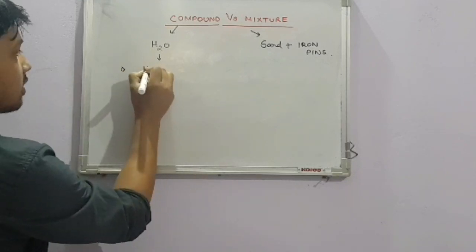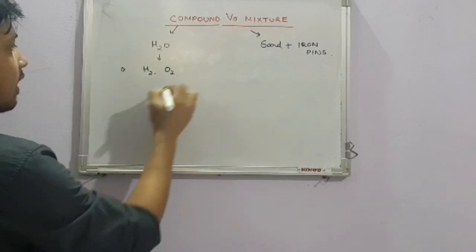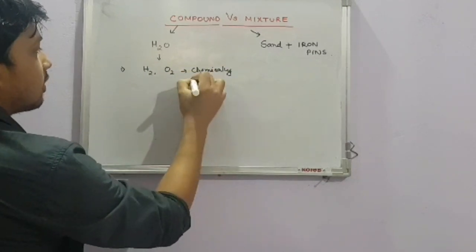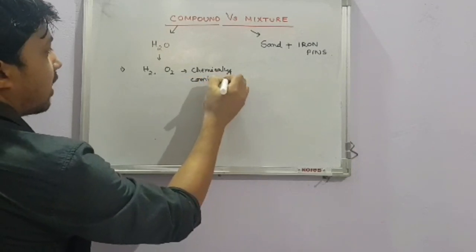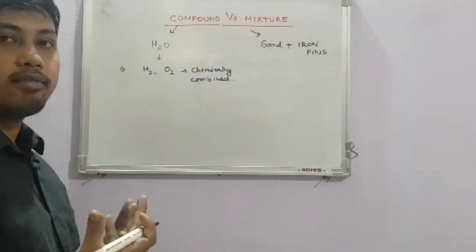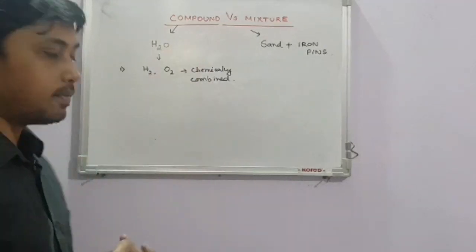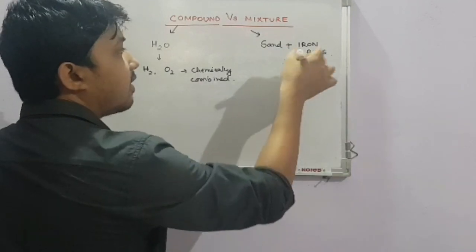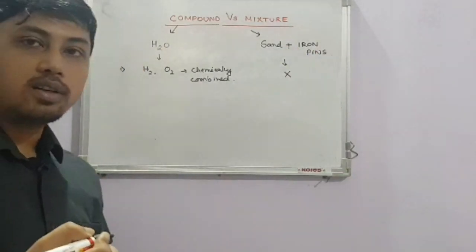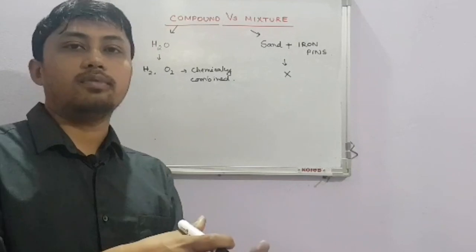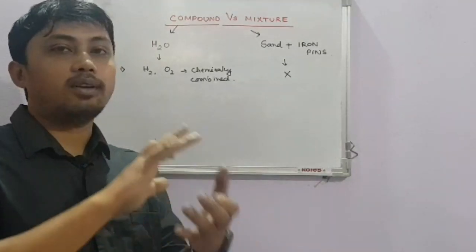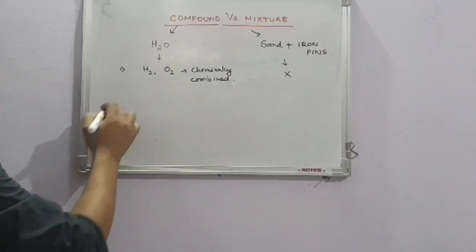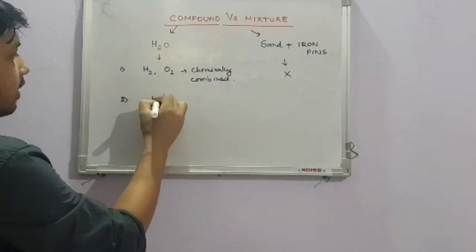the constituents here are hydrogen and oxygen, isn't it? And they are chemically combined. The phrase is chemically combined. The hydrogen and oxygen have chemically combined to produce water. Think yourself: is there a chemical combination between sand and iron here? Not at all. They are just put together, right? There is no chemical reaction or chemical combination between sand and iron. That's the first point.